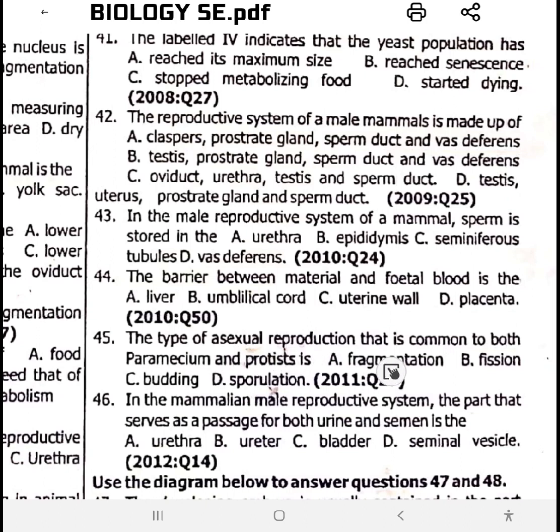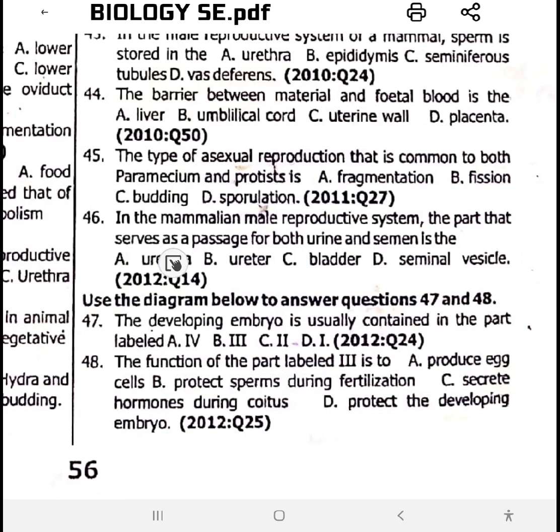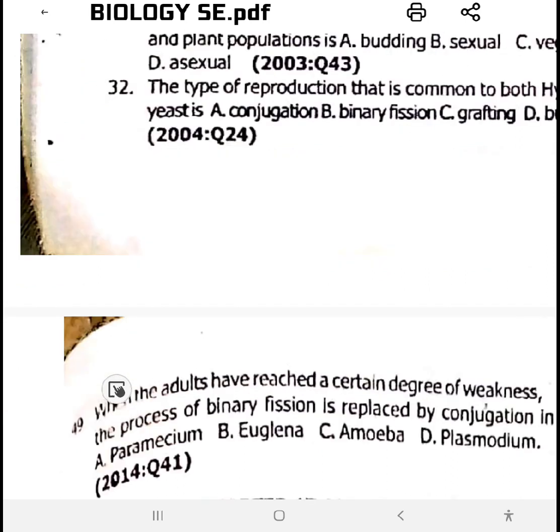46: in the mammalian male reproductive system, the part that serves as a passage for both urine and semen is called the urethra. I talked about this already. 46 is option A. 47 and 48, there's a diagram that wasn't given, so we'll skip that one. And we'll end at 49.